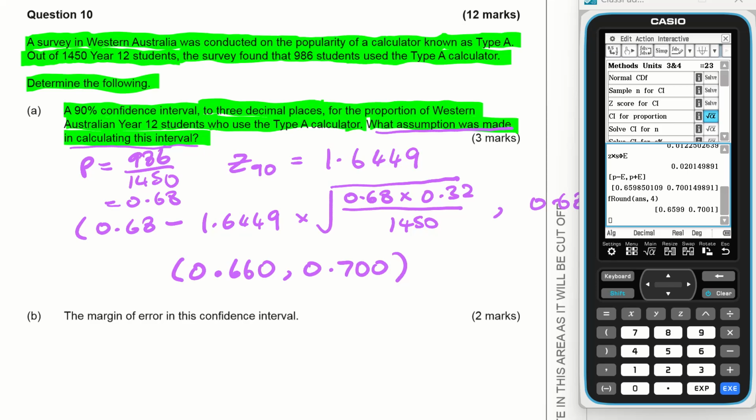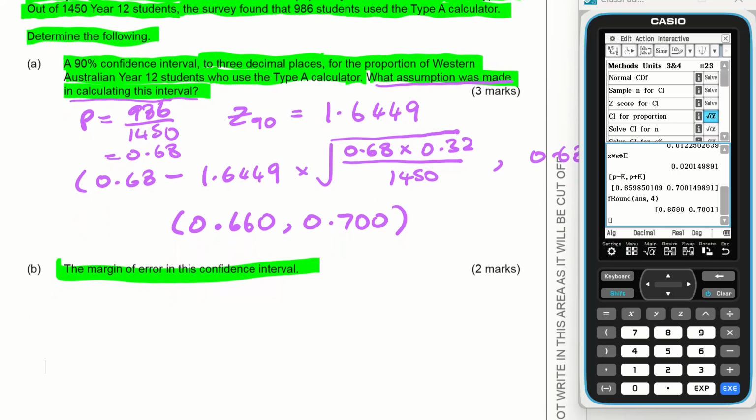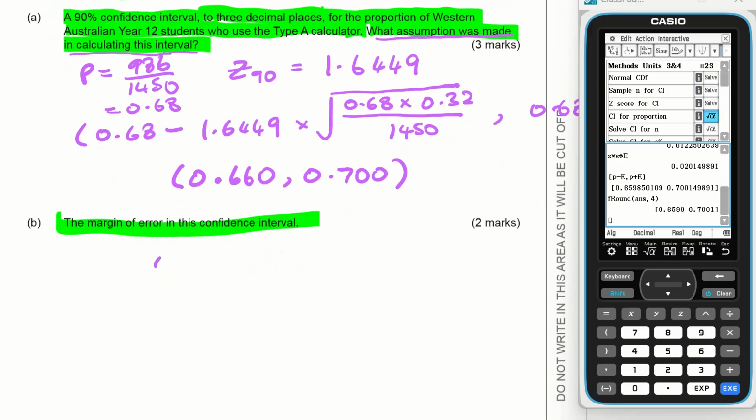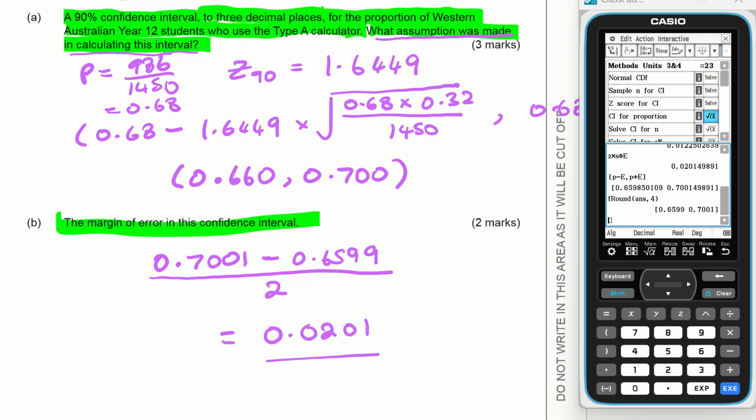We then want the margin of error in the confidence interval. So I'm going to use the more accurate values here, 0.7001 take away 0.6599. So that's the width of the interval, but the margin of error is just half of that, which gives us 0.0201.